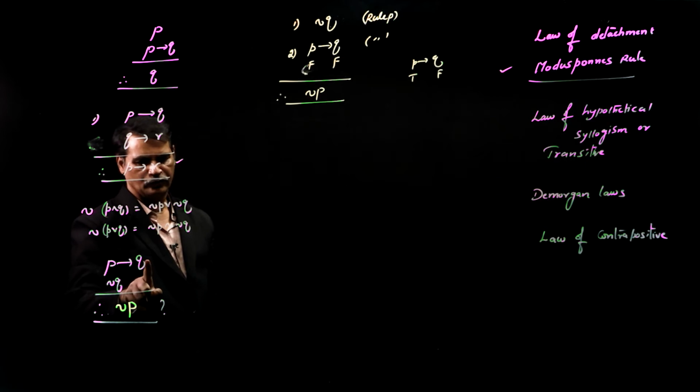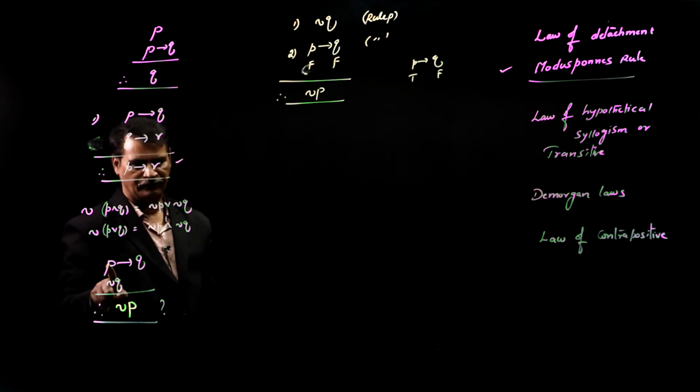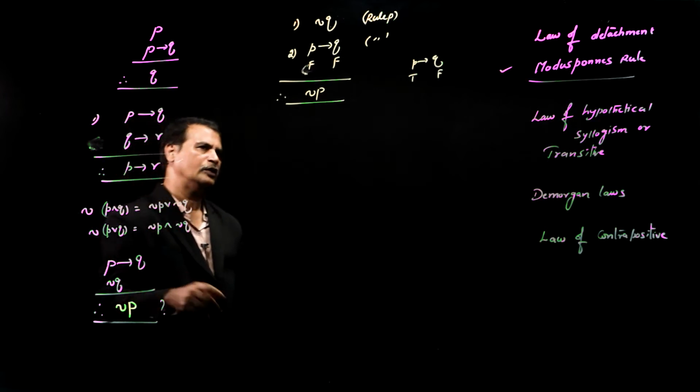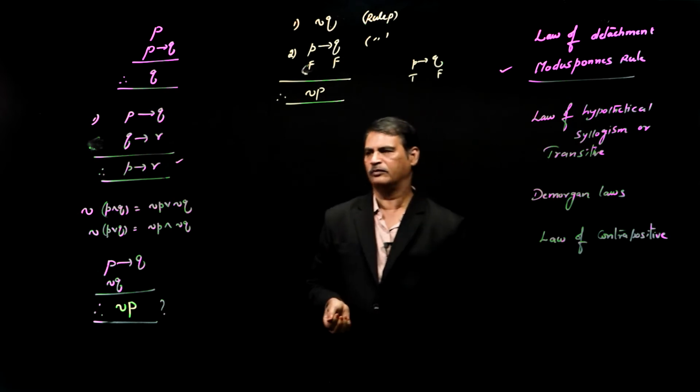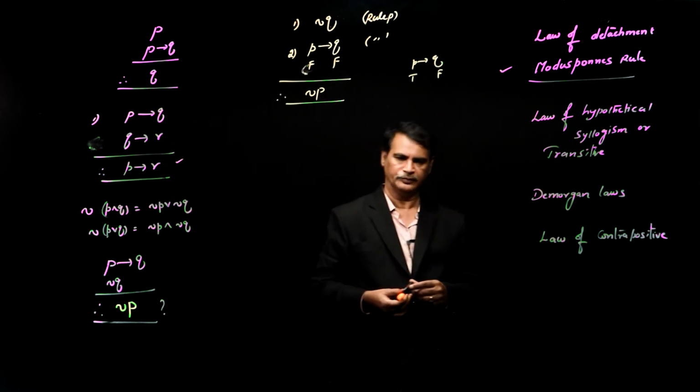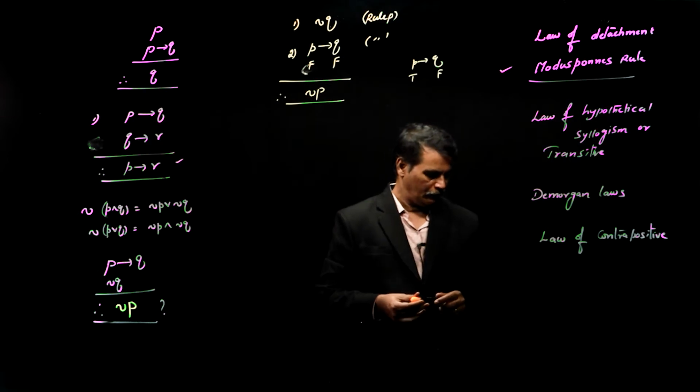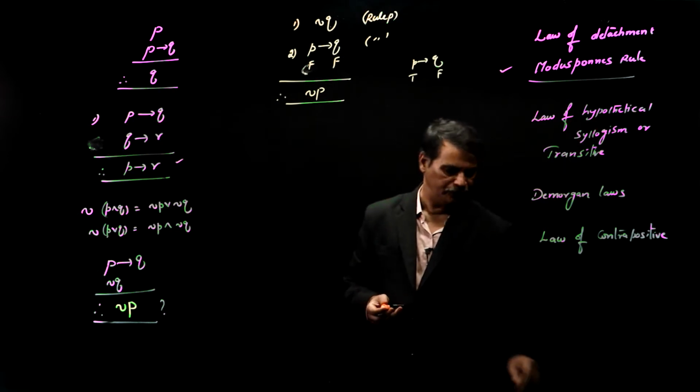P implies Q is true, negation Q is true, which means Q is F. Q is F means P should be F, which means negation P is true. Once you get this logic, you can solve n number of problems given in the examination. Now we will take 1-2 problems.